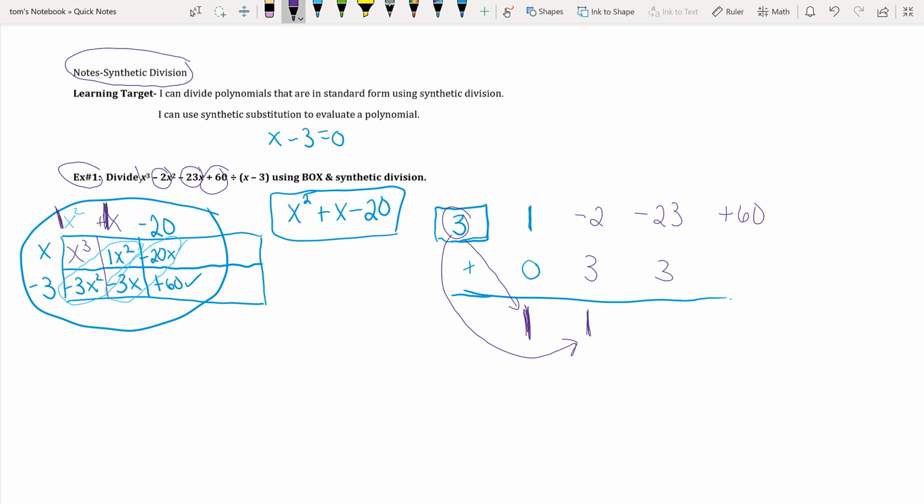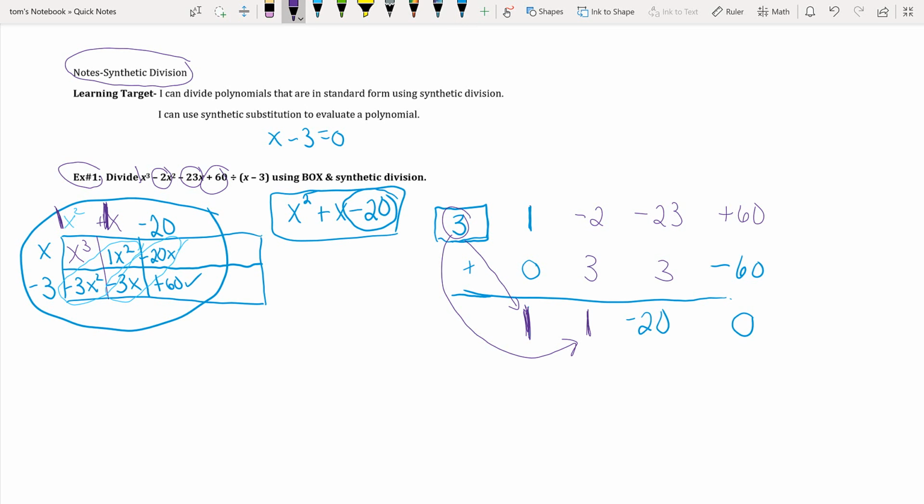And then you're going to add. Multiply, add, multiply, add. We get negative 20. And again, you will see that negative 20, where does it match up? It matches up with the negative 20 constant at the end of the final answer. 3 times negative 20 gives us negative 60. And then the 60s cancel out. That means we have no remainder.